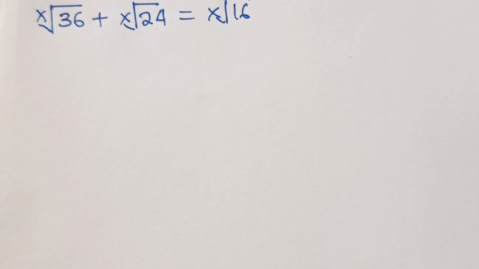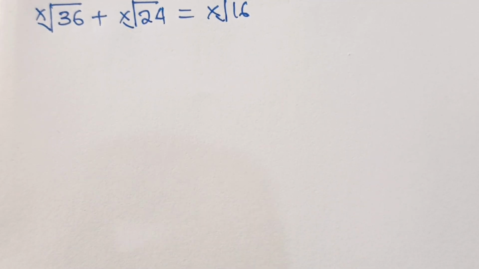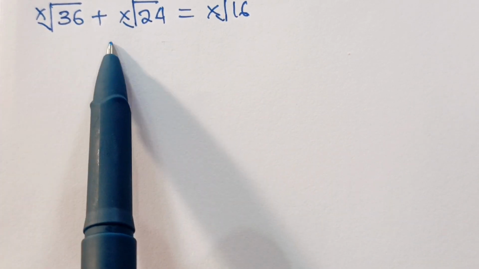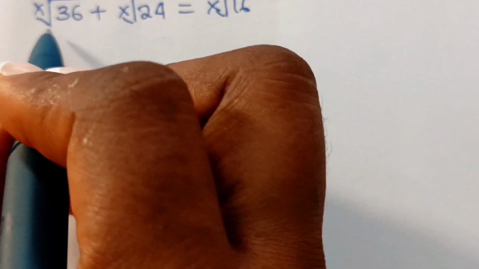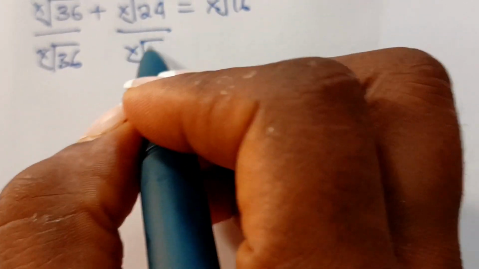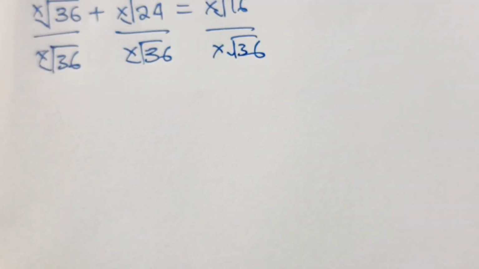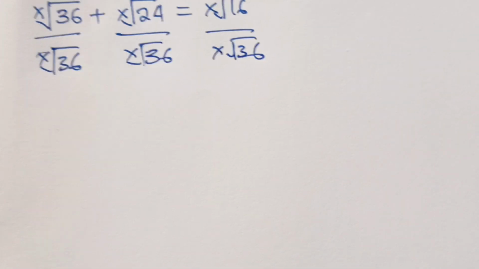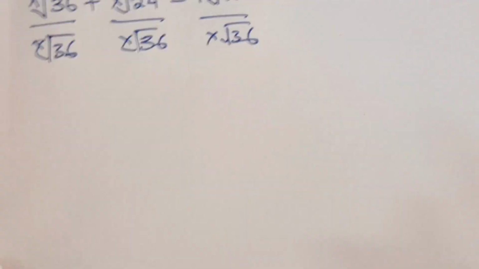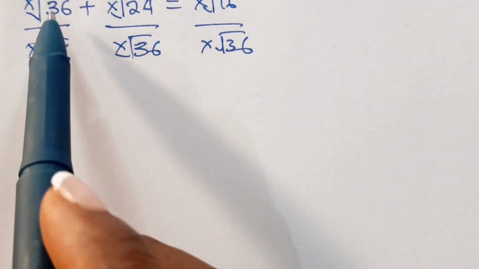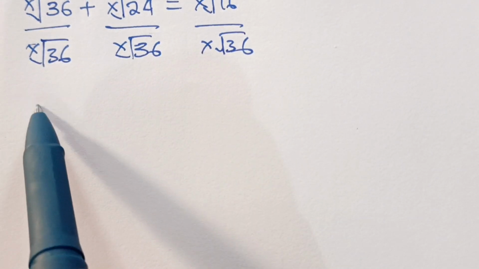Hello, lovely people. Let's solve for x. First, let's divide through by x root of 36, okay? So, divide each term by x root of 36. Now, when this divides itself, we have 1.